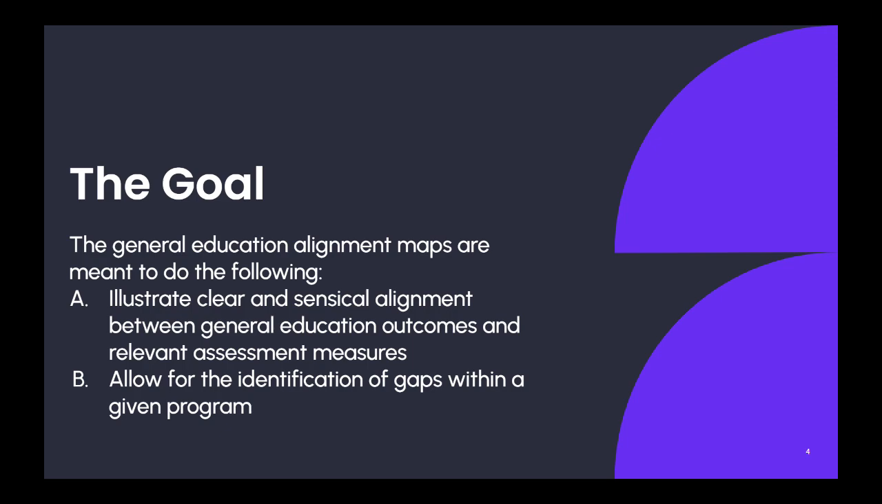So the goal of a general education alignment map, these were launched last year. These are meant to do the following: illustrate clear and sensical alignment between general education outcomes and relevant assessment measures, and allow for the identification of gaps within a given program. For example, if when you were filling out your general education alignment map, you noticed that nowhere in your program is cultural intelligence embedded or assessed, that is a glaring issue and that needs to be addressed.